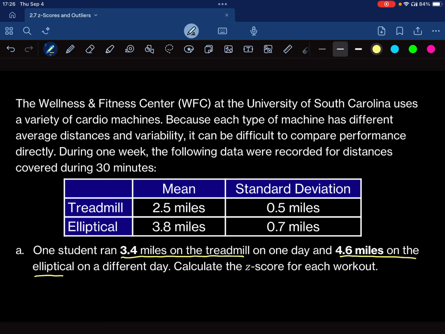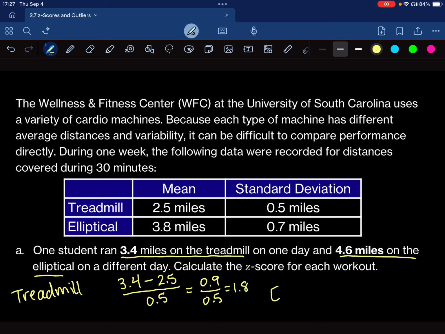So we'll do treadmill first. And again, we're going to look at the data, which in this case is the 3.4 for the treadmill, minus the mean, which is 2.5, and divide by the standard deviation, which is 0.5. So I'm going to go ahead and work on this in the calculator. We're going to do 3.4 minus 2.5, and that gives me 0.9. Then we're going to divide that by the 0.5, and we will get 1.8 as our z-score.